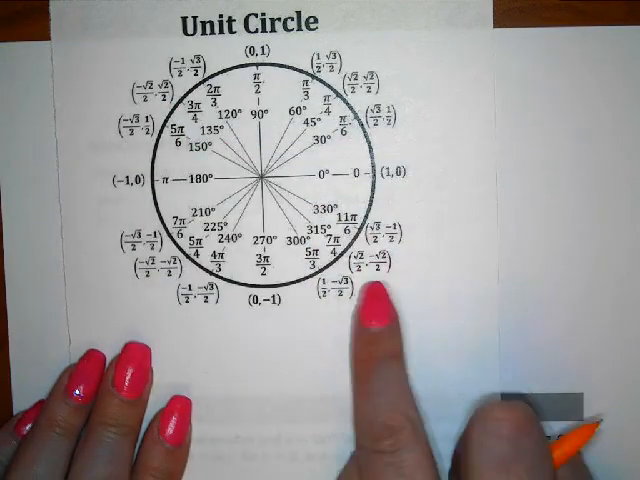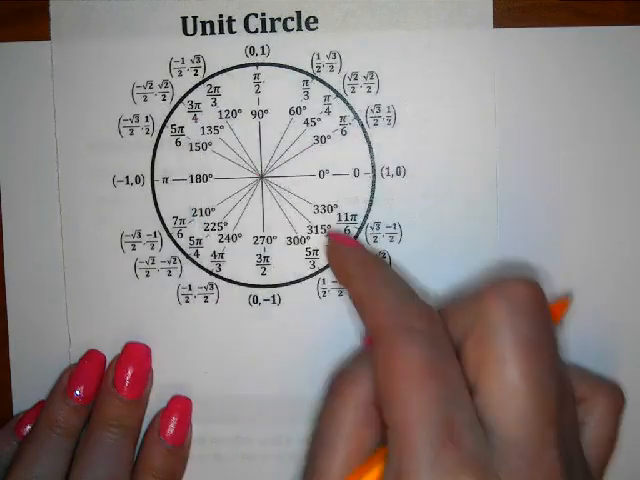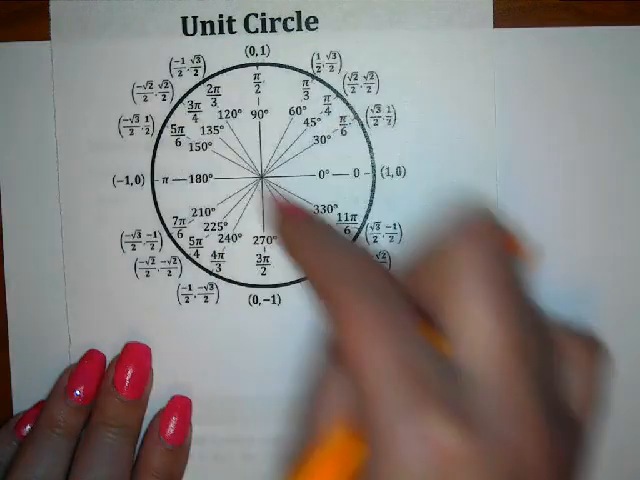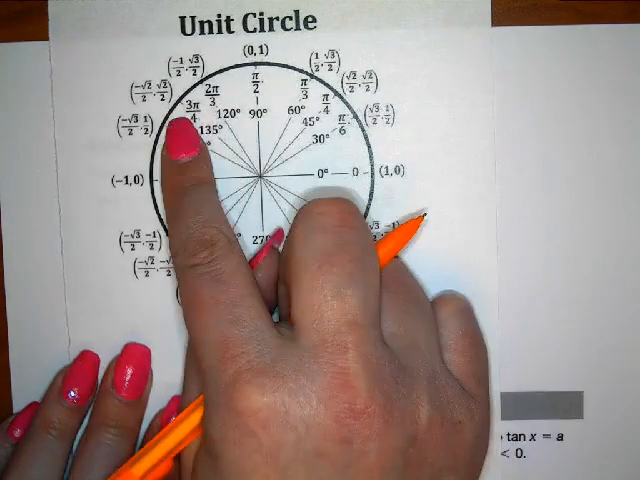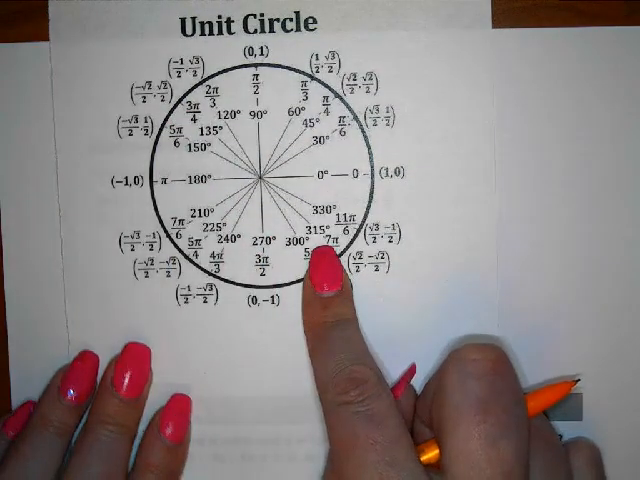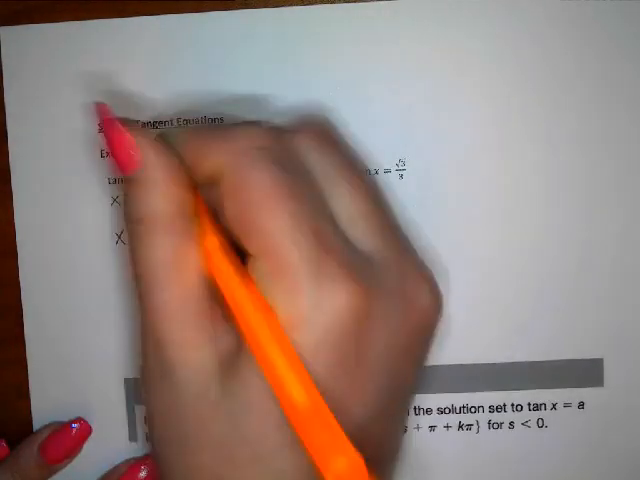And one thing we'll always notice about tangent is that the answers for tangent are always across from each other. They are always a full pi apart. So we have 3 pi fourths, and then over here at 7 pi fourths. And so I would say x equals 3 pi fourths plus 2 pi k.